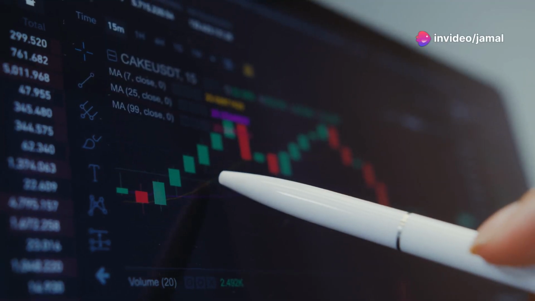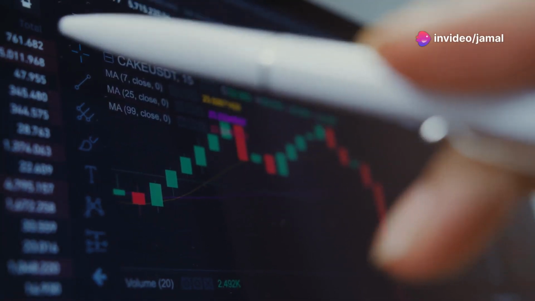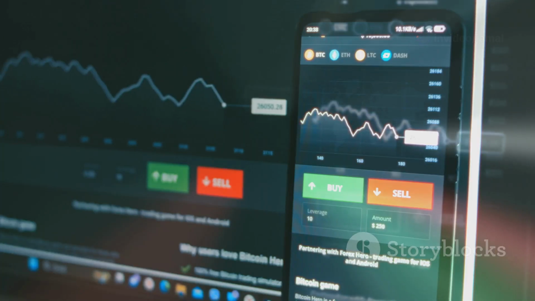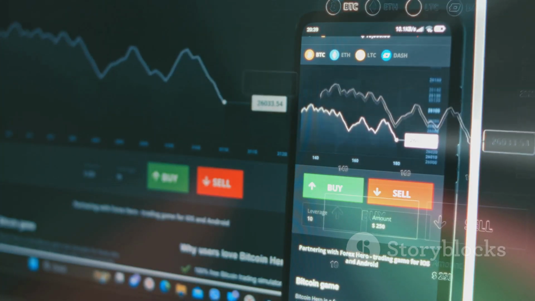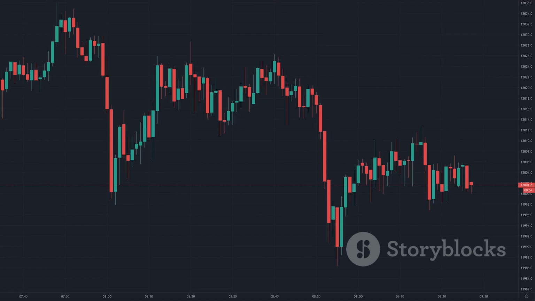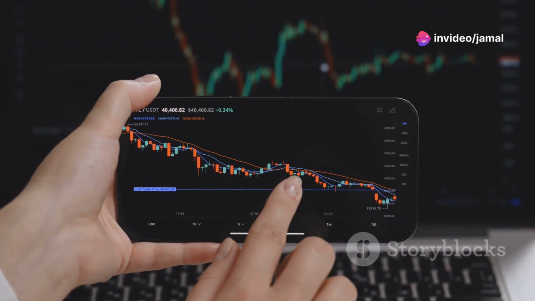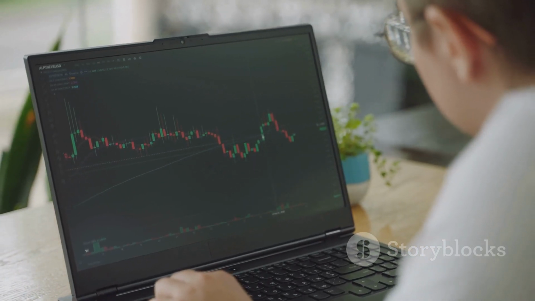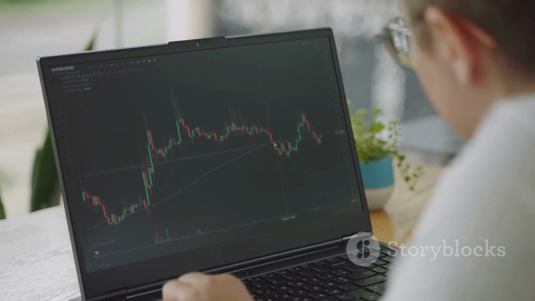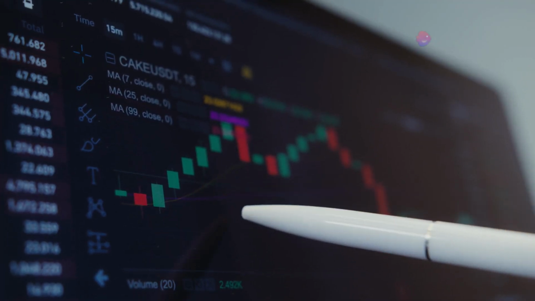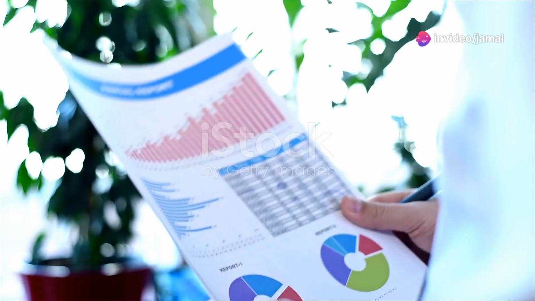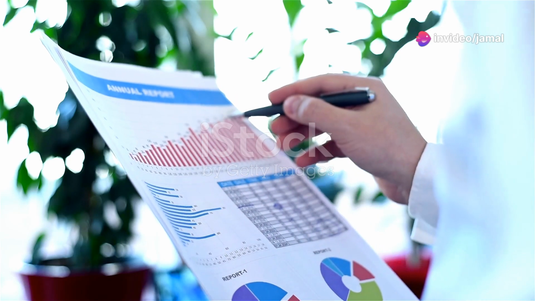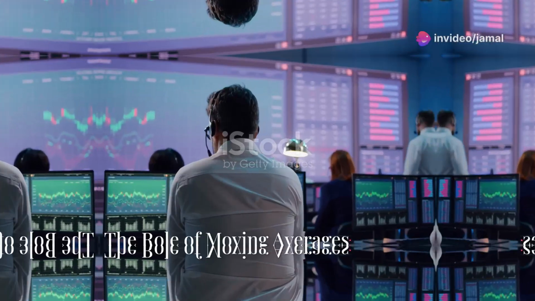There are various candlestick patterns, each signaling different market conditions. For example, a doji indicates indecision in the market. A hammer suggests a potential reversal from a downtrend to an uptrend. Traders use these patterns to predict future price movements. By recognizing patterns, traders can make informed decisions. Candlestick patterns provide valuable information about market trends. Mastering candlestick patterns can significantly improve your trading skills.